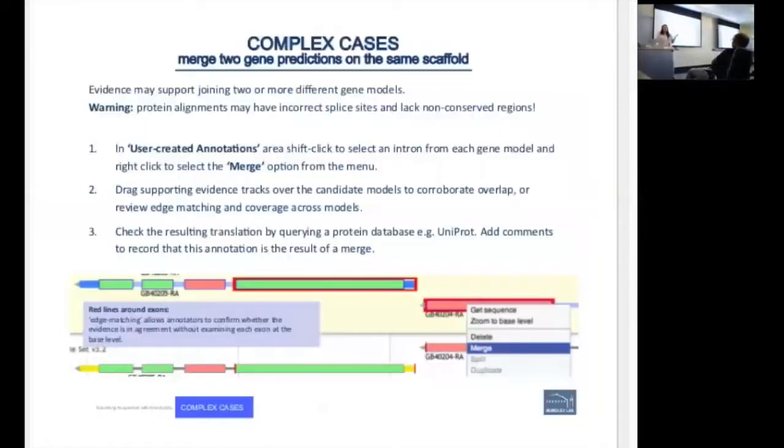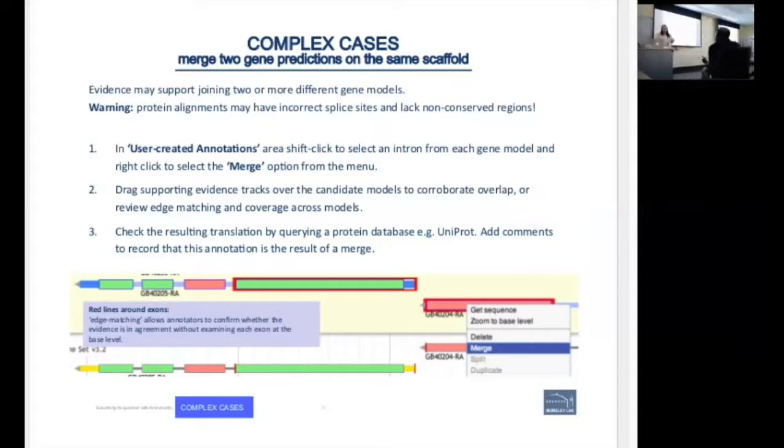So more complex cases just simply means, well, it ain't that good. The automated annotation process was not successful in identifying my favorite gene, and what I'm going to do is bring two gene models together, for example. And to do that, very simple, you click on both of those genes, right-click, and then merge them.